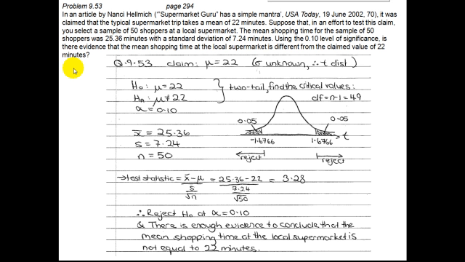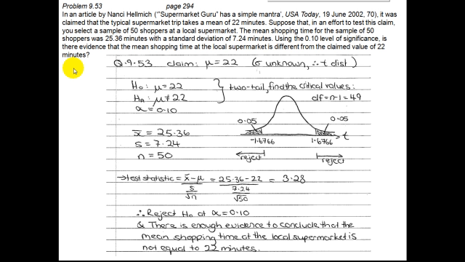Equals, not equals. Remember, when we just talk about testing to see if a result is different and we don't specify direction, there's nothing in the wording of this question that says we want to see if the shopping time is less than 22 minutes or more than 22 minutes, just that it's different from 22 minutes. So that tells me I'm going to be doing an equals versus not equals hypothesis test, which is a two-tail test. Direction is not important, so it's a two-tail test.